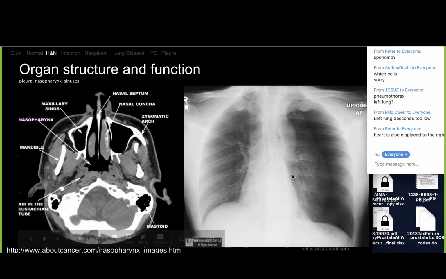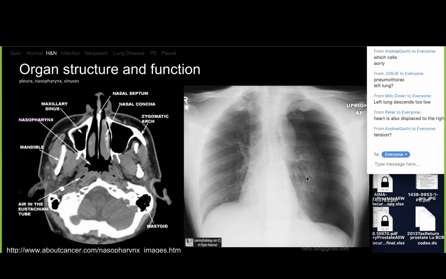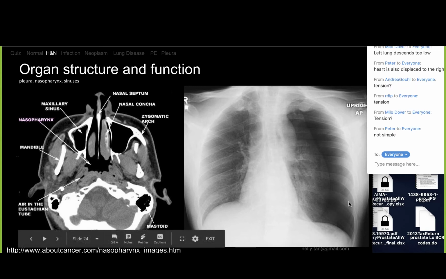And what does that suggest to you, Peter, when you see the heart being displaced contralaterally? Is it a simple pneumothorax? Tension pneumothorax, good. The problem with tension pneumothorax is that it's a ball valve mechanism. Air is coming in, but it can't go out. So it causes mass effect on the heart, and you get poor venous return, so patients can get cardiac compromise pretty fast.